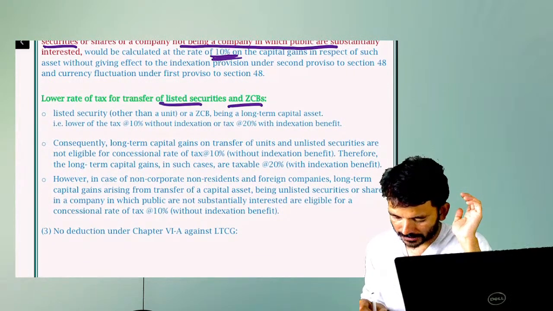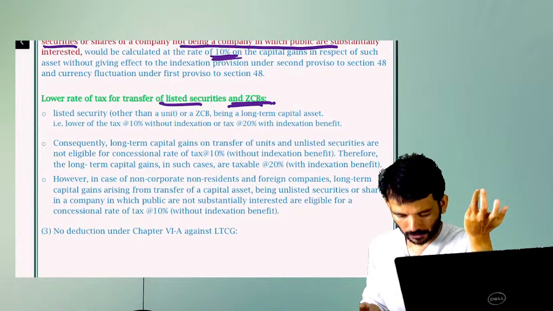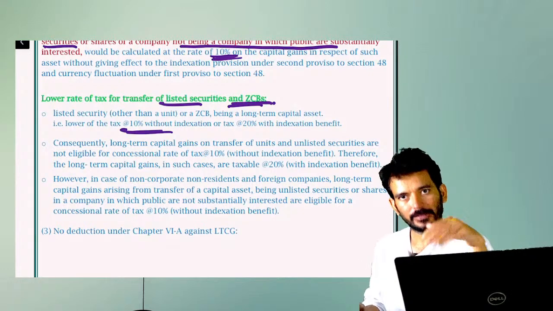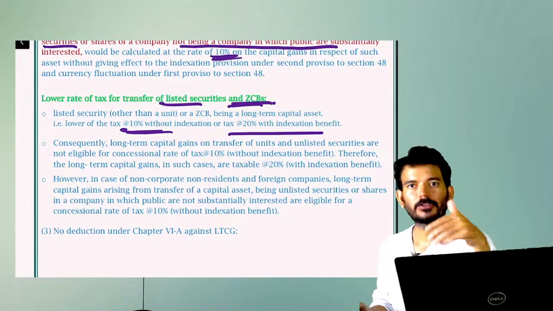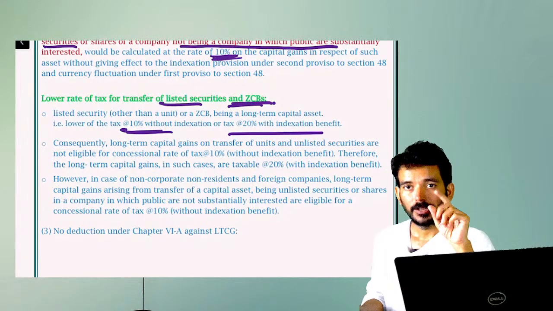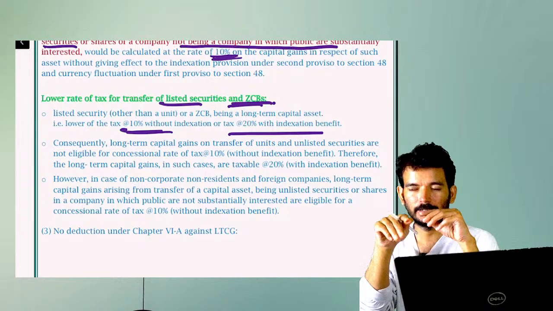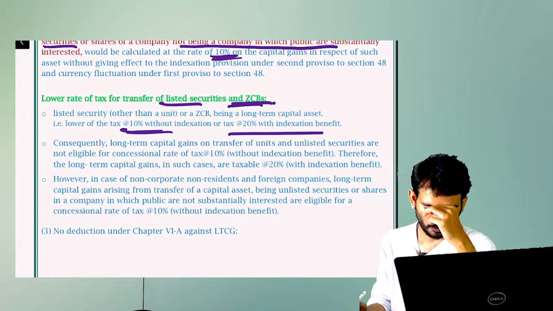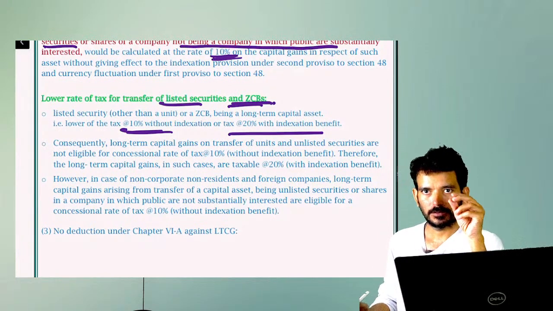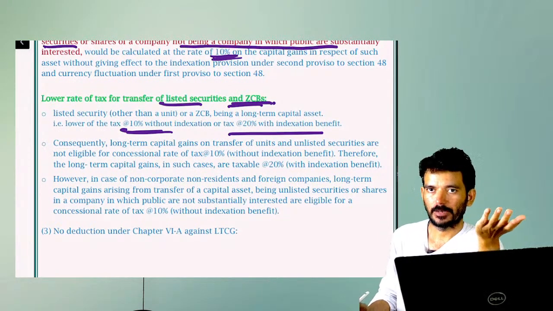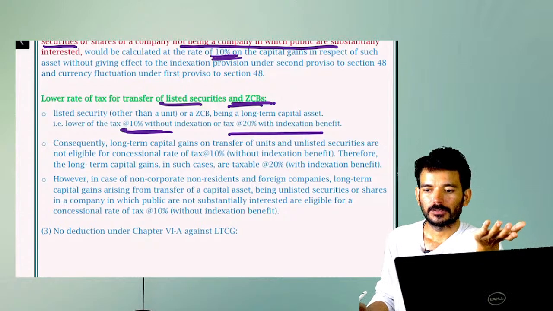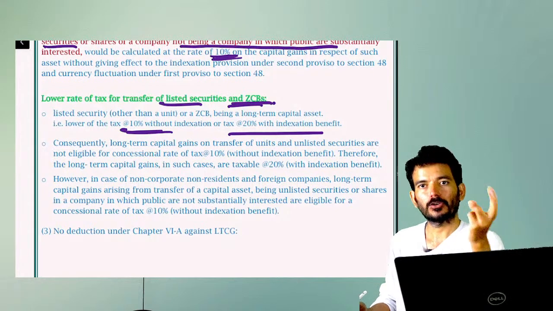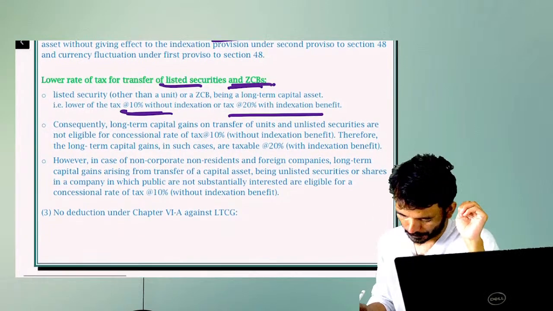And for listed securities and zero coupon bonds, for non-residents, there is one option. The option is 10% without indexation or 20% with indexation. I'll repeat: if the non-resident is investing in listed securities and zero coupon bonds, he has an option, whichever is beneficial, 10% without indexation or 20% with indexation.